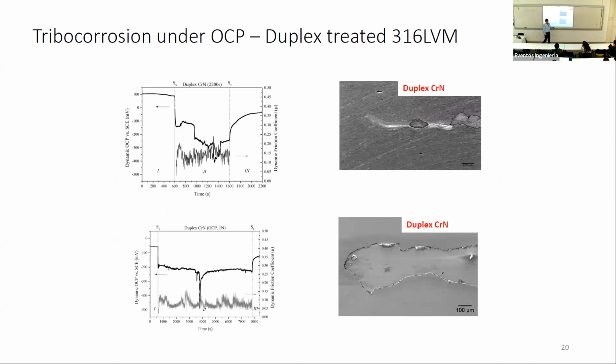With the duplex treated system, we also had problems. This test was only run for 1,000 seconds of sliding. After 1,000 seconds, we started observing these micro cracks, and we're seeing this failure by adhesion of the coating in these regions. And when the test time increased, we started getting much bigger failures of the coating.